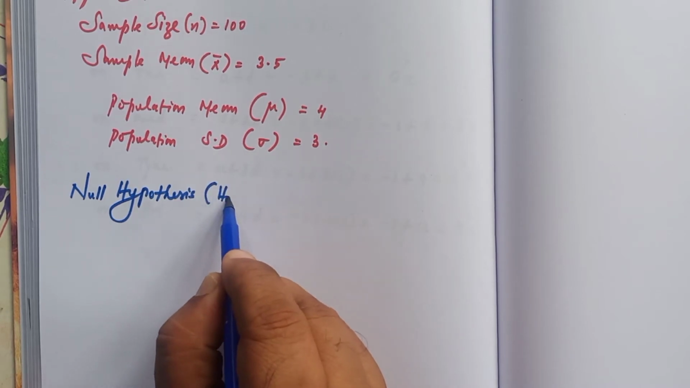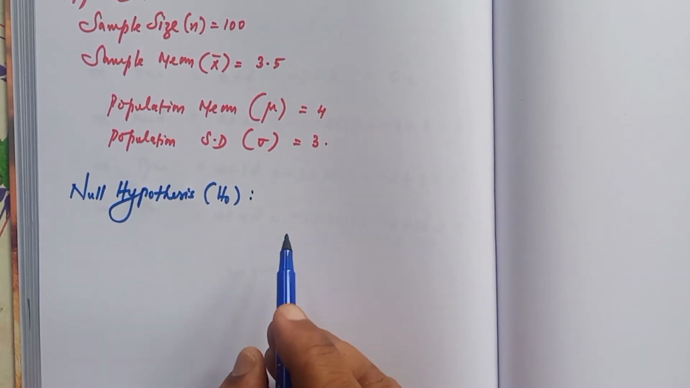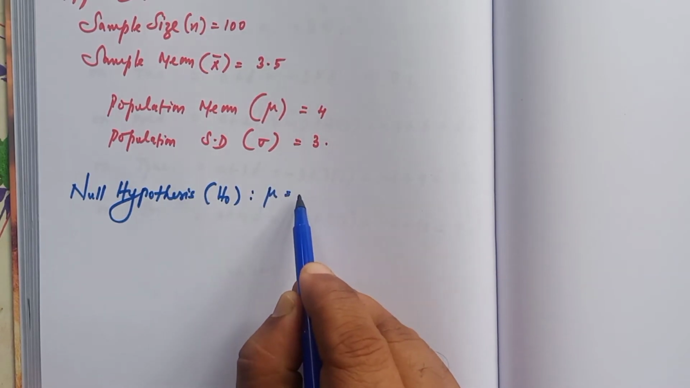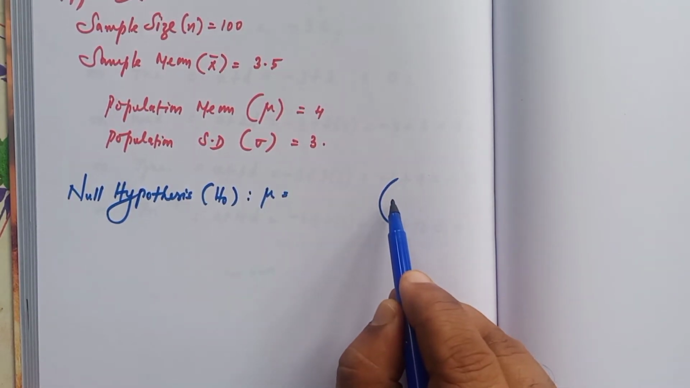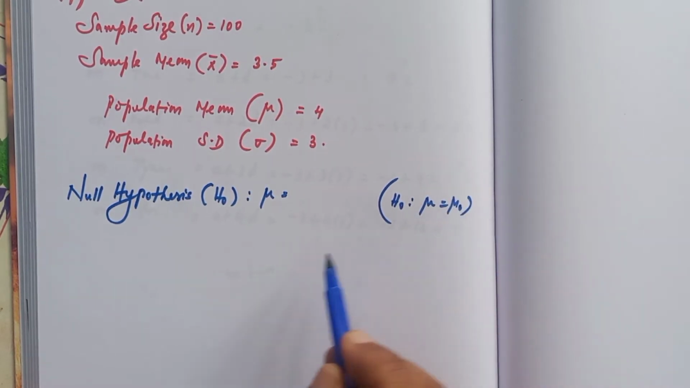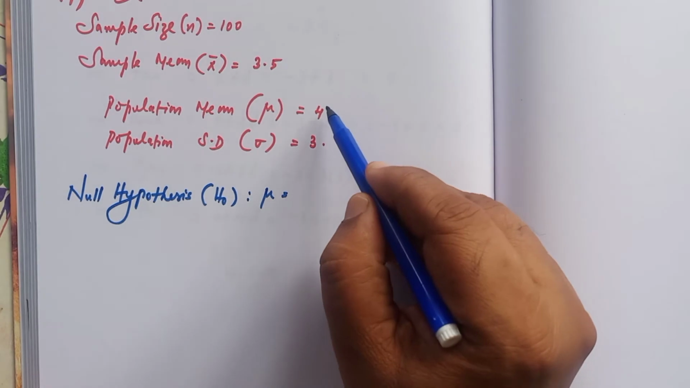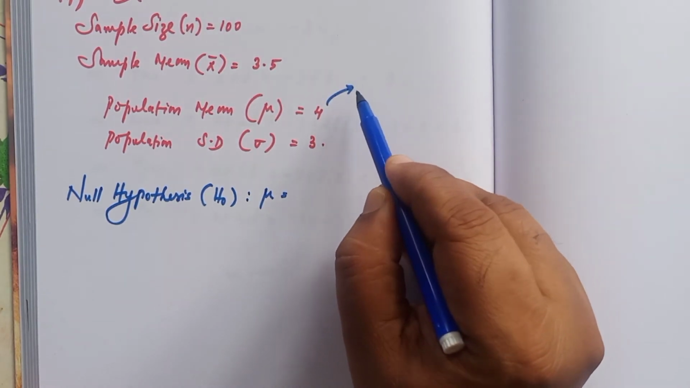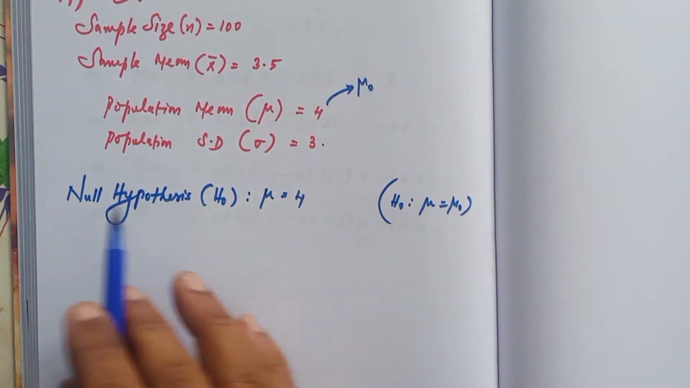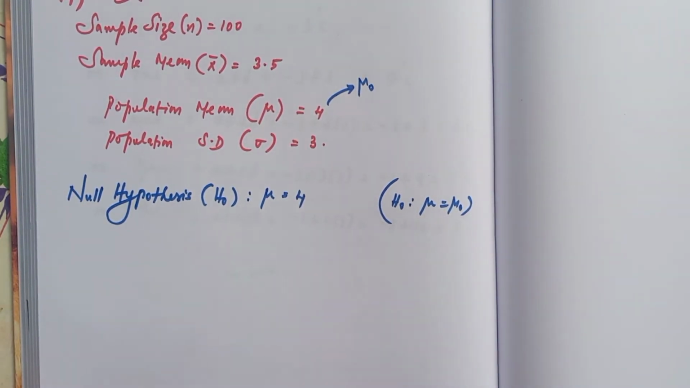That is represented by H naught, such that you have to consider mu equal to mu naught. Generally H naught is mu equals mu naught. Mu and mu naught are the same, equal to 4. This is for the null hypothesis. So there is no significant difference between sample mean and population mean.